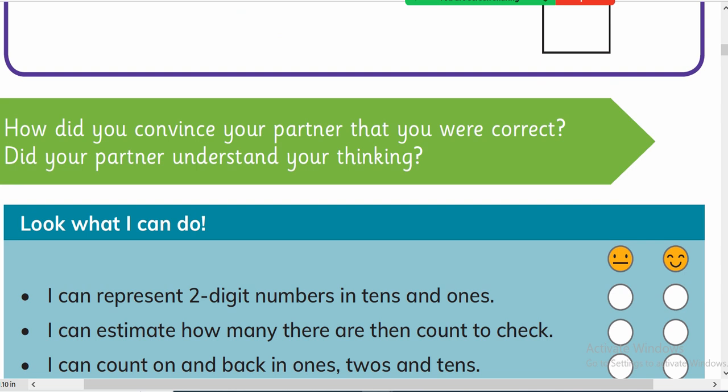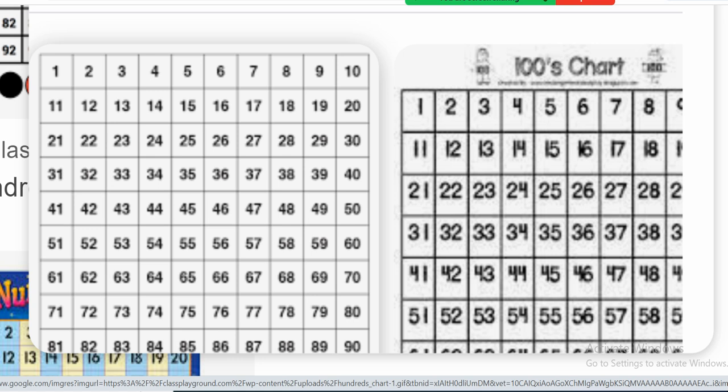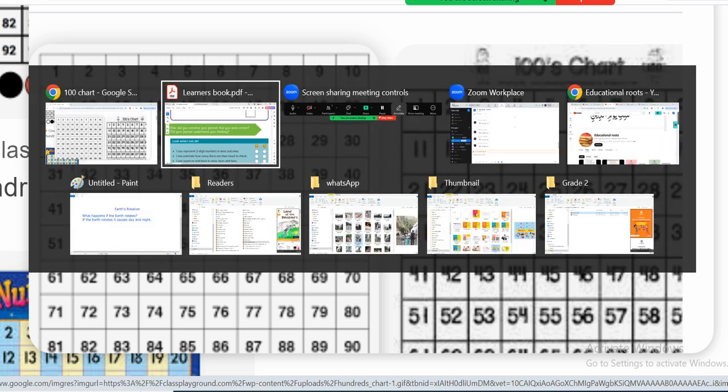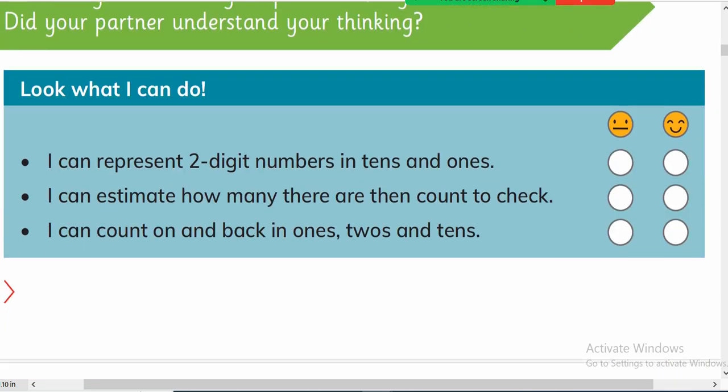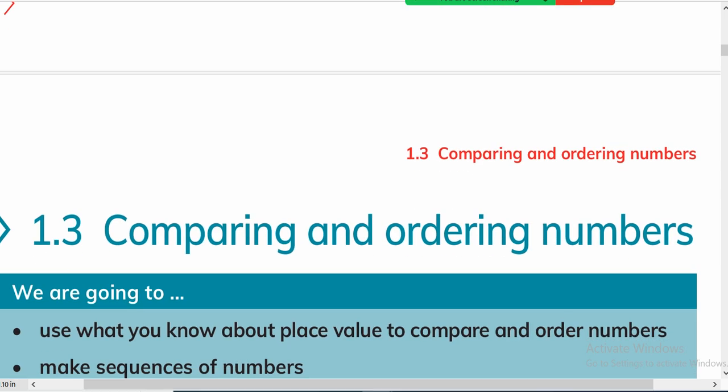Okay, how did you convince your partner that you were correct? We will just share the hundred grid, like I just shared with you. I just showed you this. I will show this to my partner or to my class fellow to convince her that I am correct.